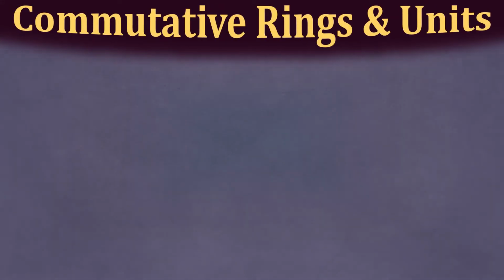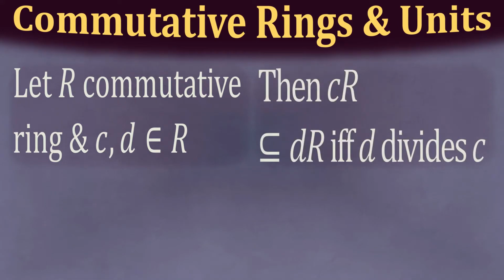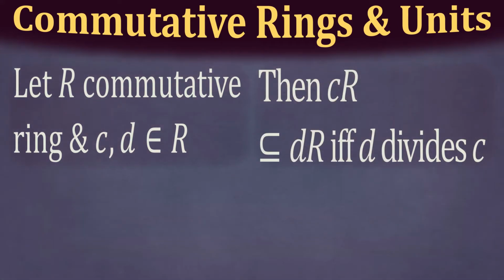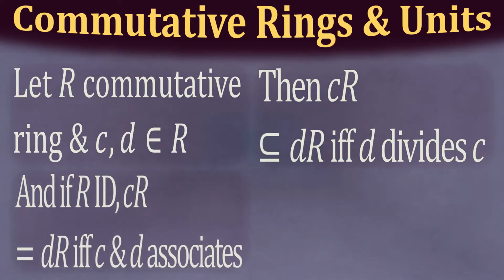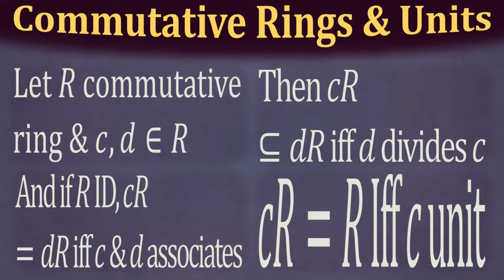Next, let's discuss how commutative rings relate to divisors and units. Let R be a commutative ring and let c and d be in R. Then cR is a subset of dR if and only if d divides c. And if R is an integral domain, then cR equals dR if and only if c and d are associates. Also, cR equals R if and only if c is a unit.